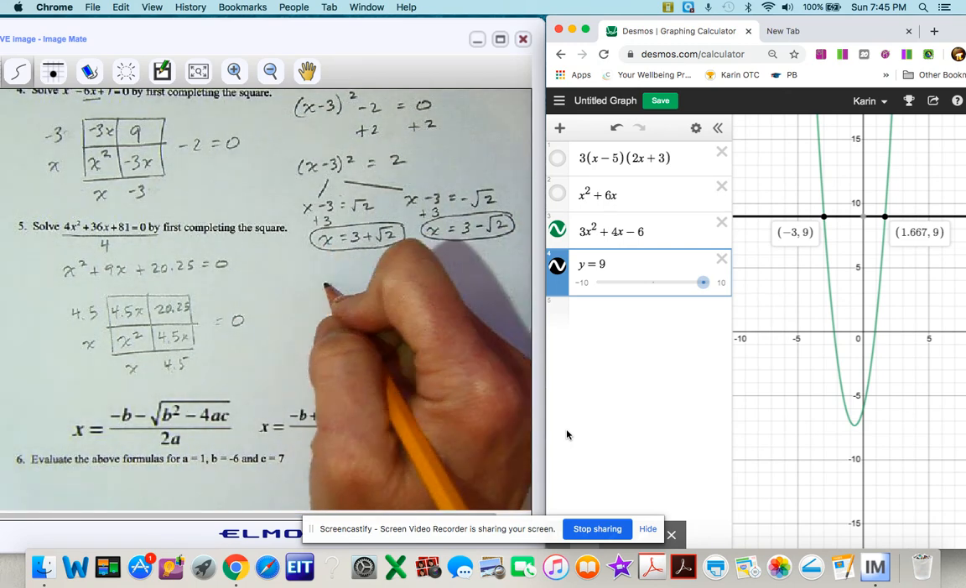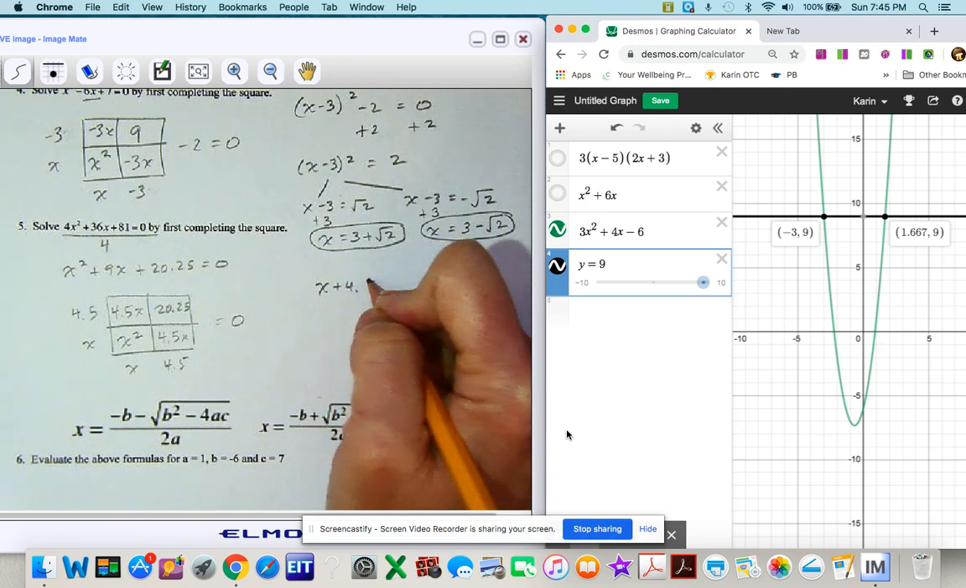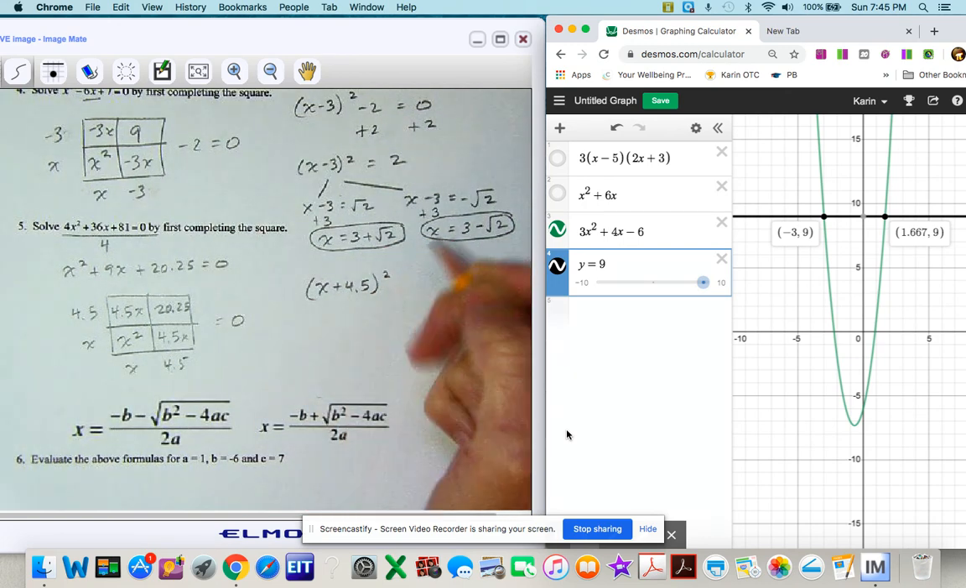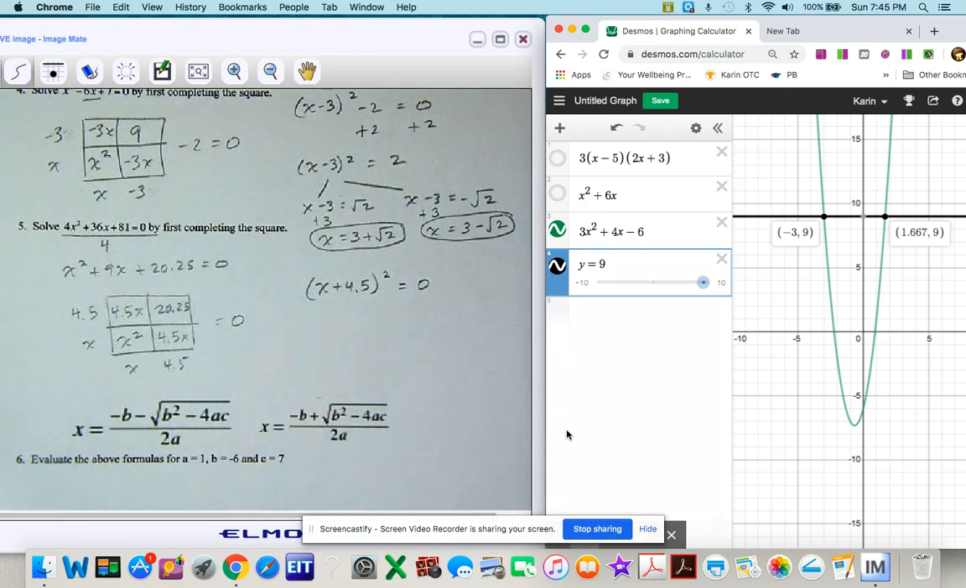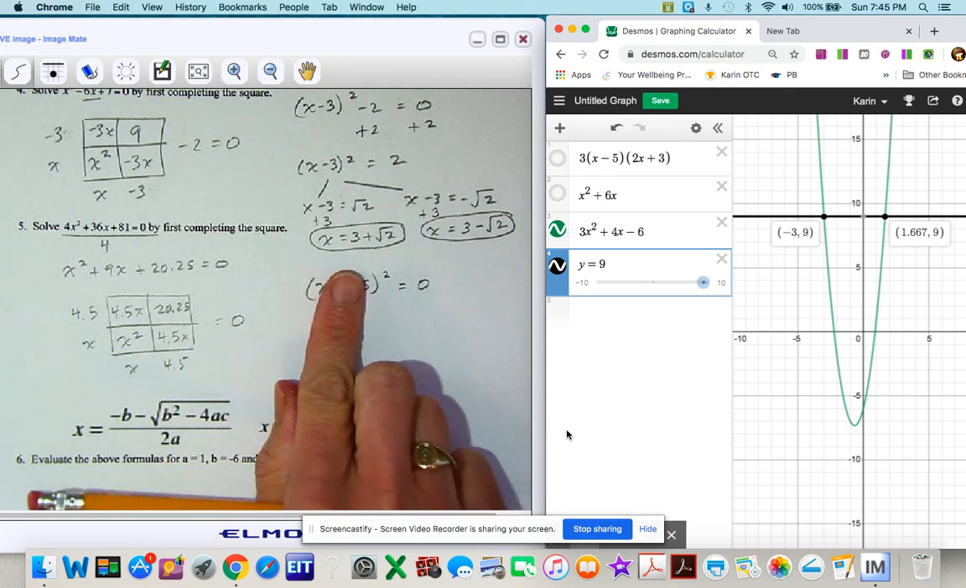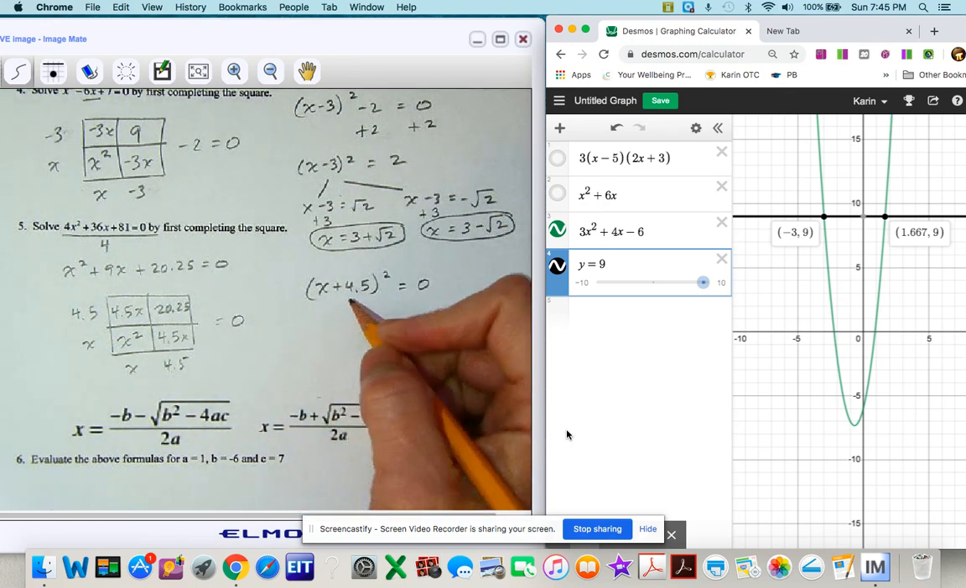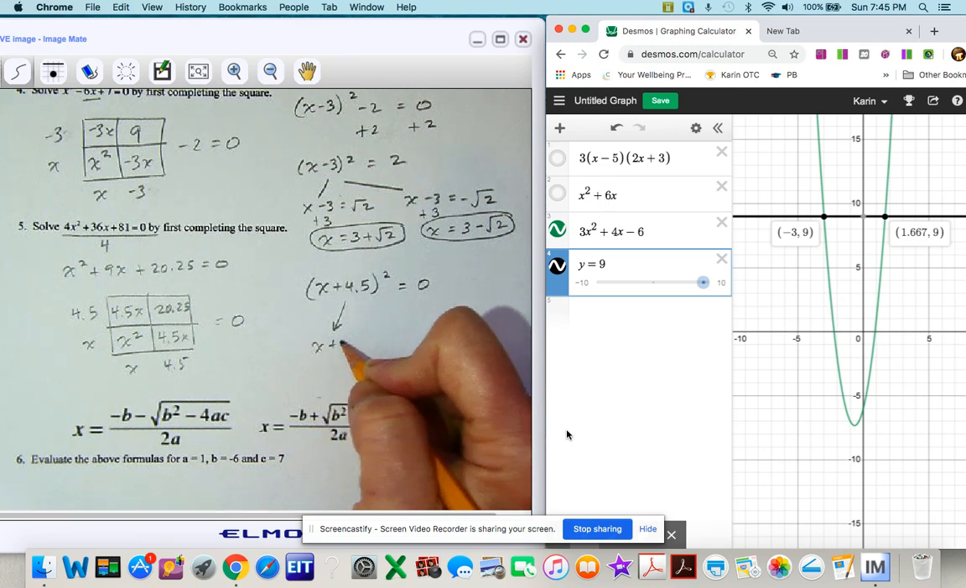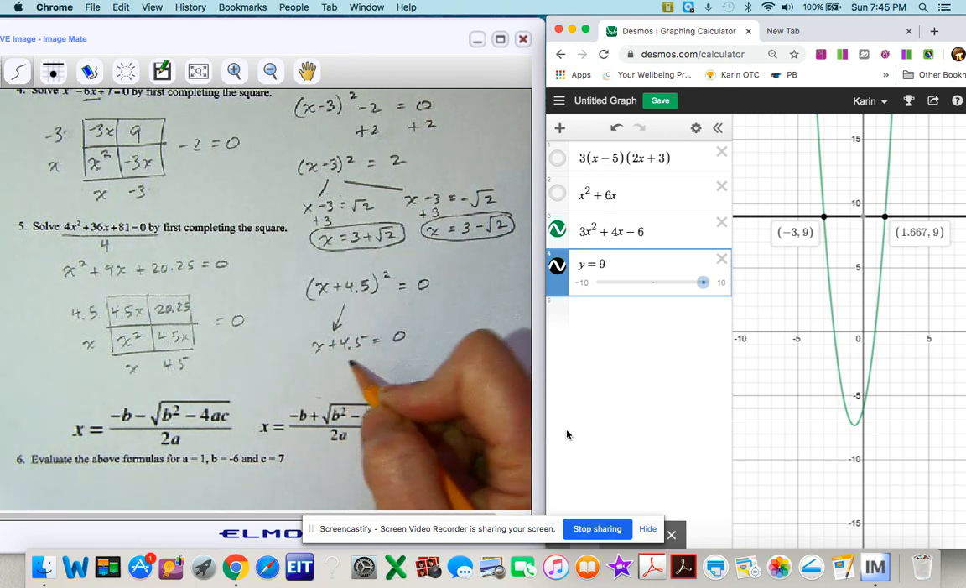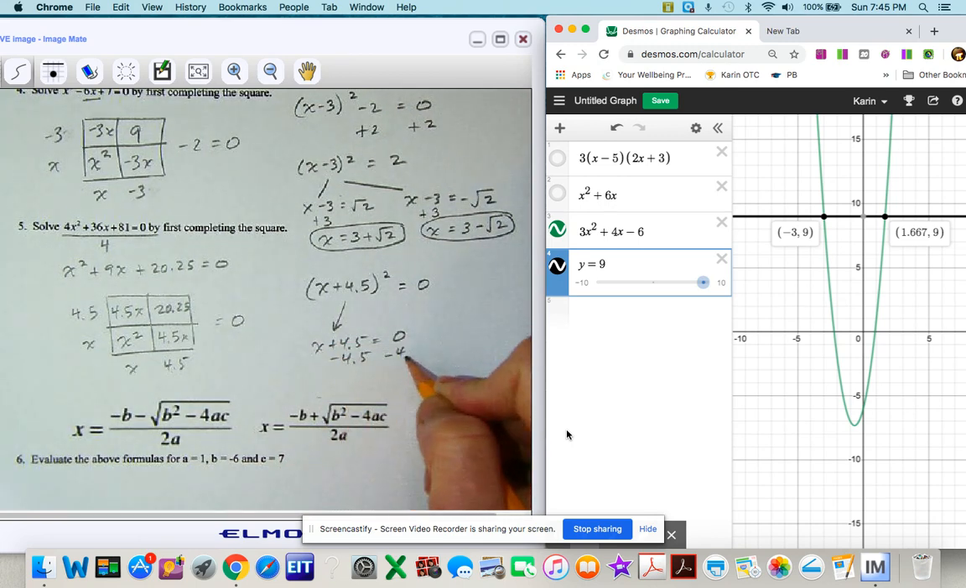So I'm going to write this as x plus 4.5 squared equals 0. What am I going to get as a solution here? What number squared is 0? Just 0. So x plus 4.5 would have to equal 0. I'm going to subtract 4.5, and I get x is equal to negative 4.5.